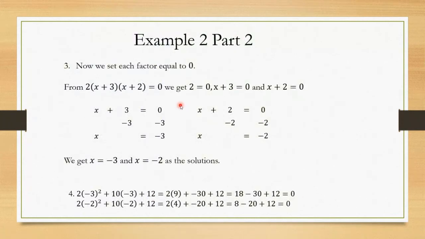So once it's been factored completely, what we do next is we have to set each factor equal to 0. And we solve to get a solution. Well, of course, 2 can't equal 0, so that we can actually just disregard. But we have x plus 3 and x plus 2. So from x plus 3, you subtract 3, you get x is negative 3. From x plus 2, subtract 2, you get x equals negative 2.